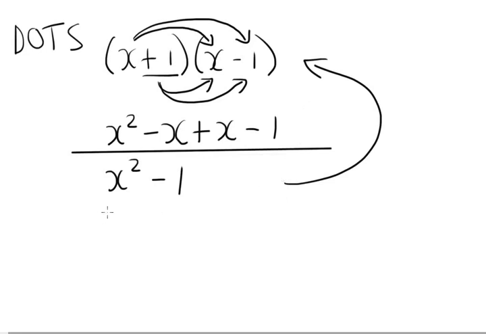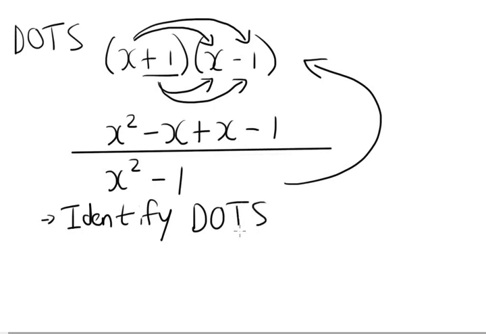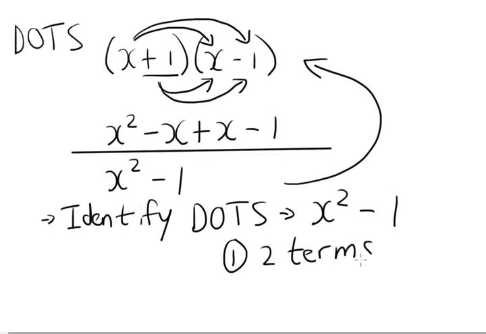The first thing we need to be able to do is identify the difference of two squares, DOTS. So we've got here x squared minus 1. How do I identify when it's going to be difference of two squares? There are three things we're going to look at. The first thing, number one, is that there are two terms. So there's a term and there's a term.